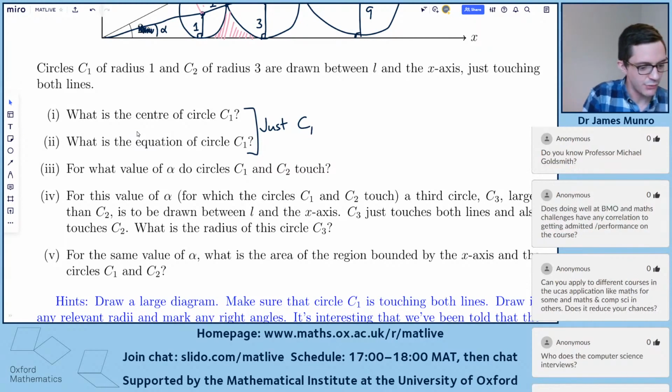Do I know Michael Goldsmith? I'm aware of the name, but I'm not sure that Professor Michael Goldsmith knows who I am. I think I know who Professor Michael Goldsmith is. Professor Michael Goldsmith is more famous than me. Right, cool.